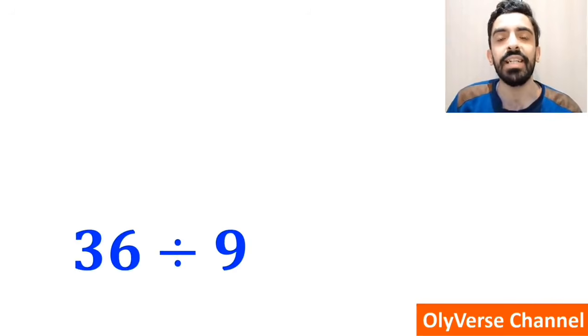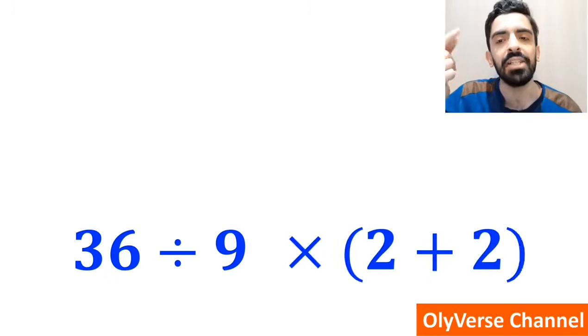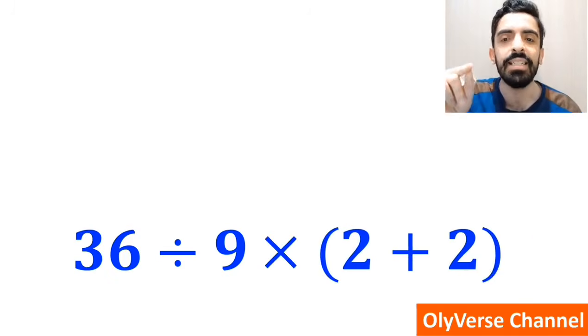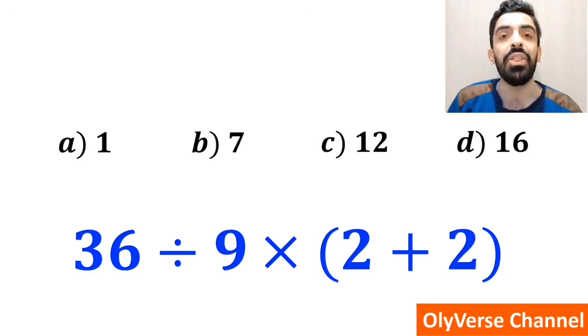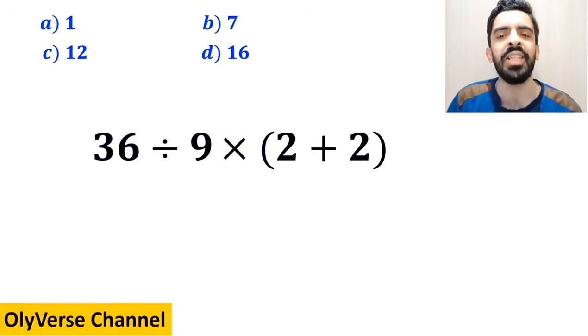What is the value of the expression 36 divided by 9 multiplied by open parenthesis 2 plus 2 close parenthesis? Which option do you think is the correct answer to this question? Let's go step by step and solve it together.